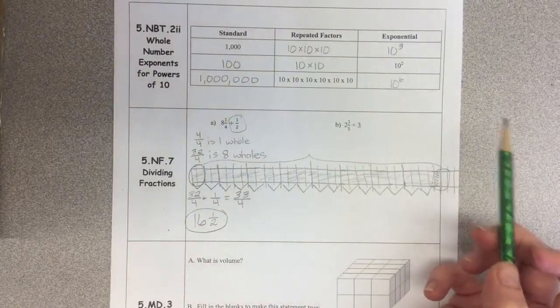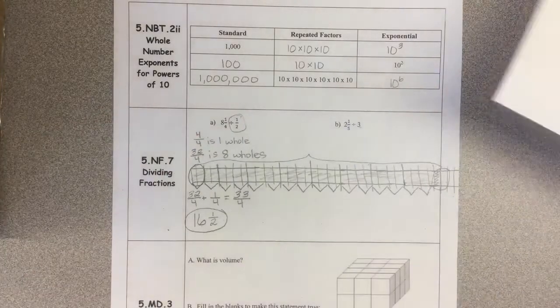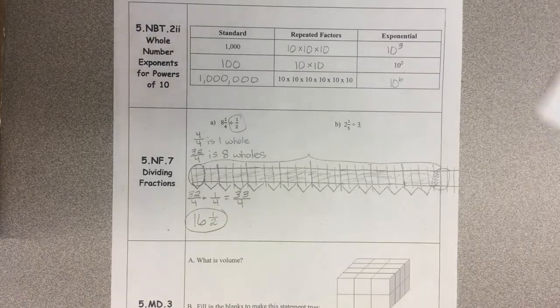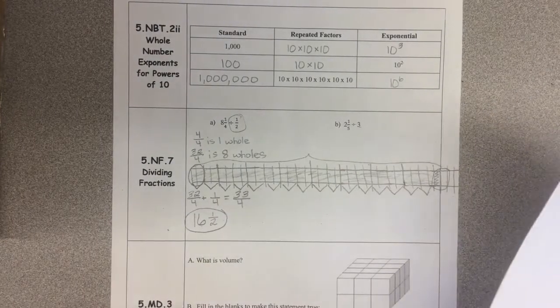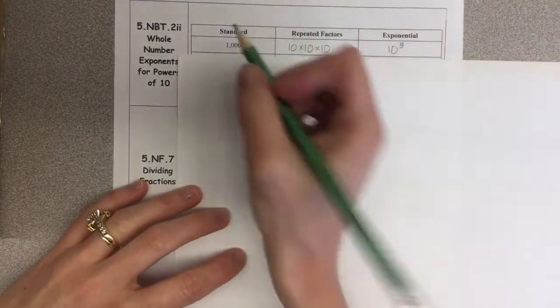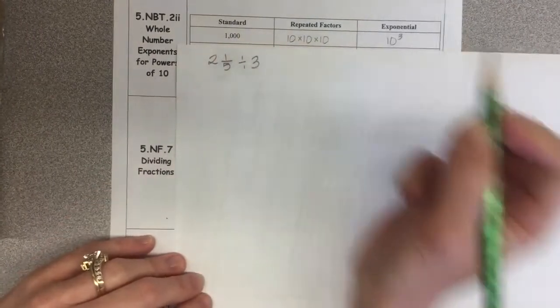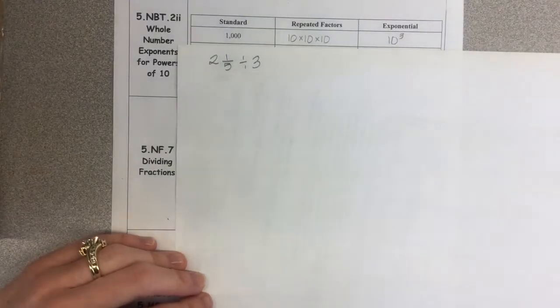Now, for B, I have 2 and 1/5 divided by 3. I'm actually going to grab another sheet of paper here so that we can model this one. It looks like we're a little bit out of room. I don't want to cram this in because it's quite the model. So this time I'm going to have 2 and 1/5 divided by 3. Let me just show 2 and 1/5 divided by 3 is the problem that we have in the dividing fractions box here.